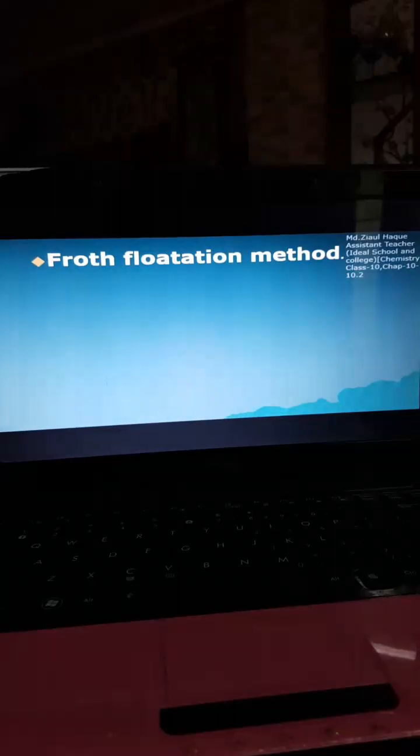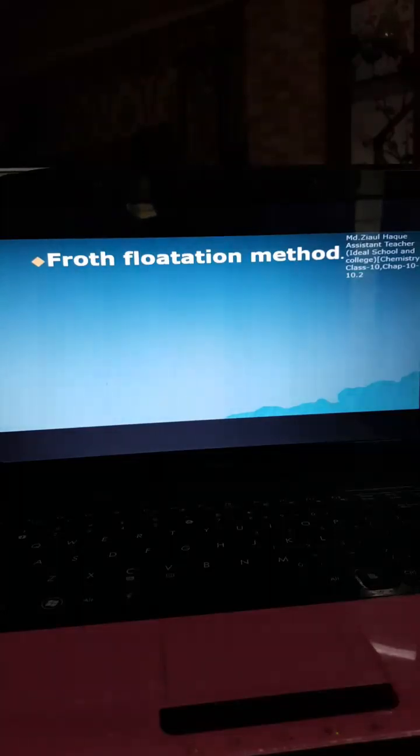Next process, froth flotation method. What's given here? Gangue is one kind of unwanted thing, like slag. You have no need to collect the gangue, so you have to avoid it. Unwanted impurities like sand and clay are also known as gangue.